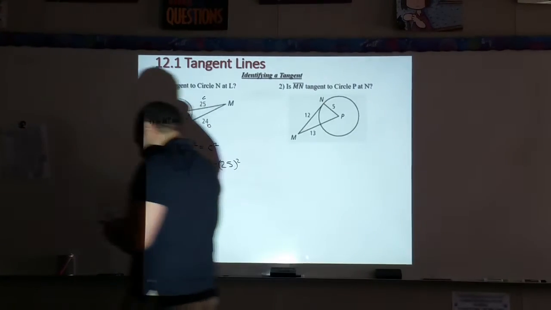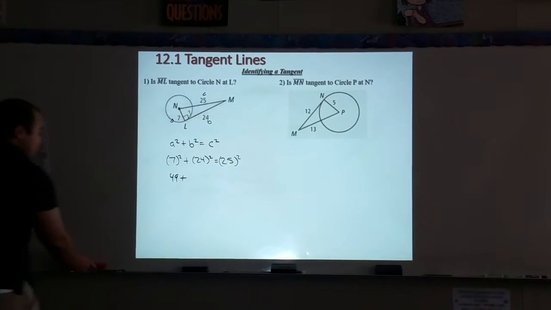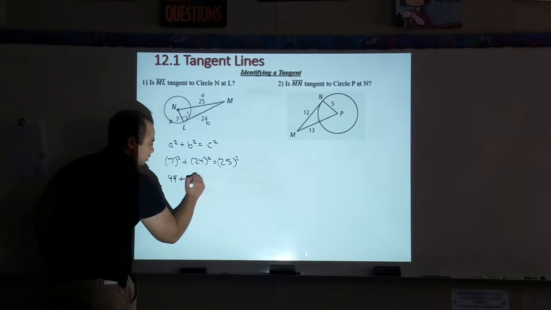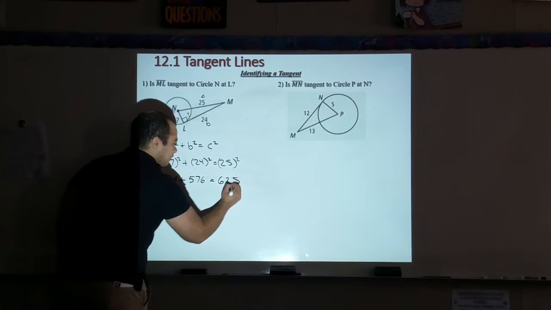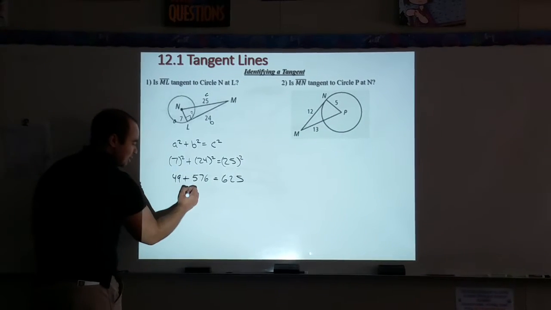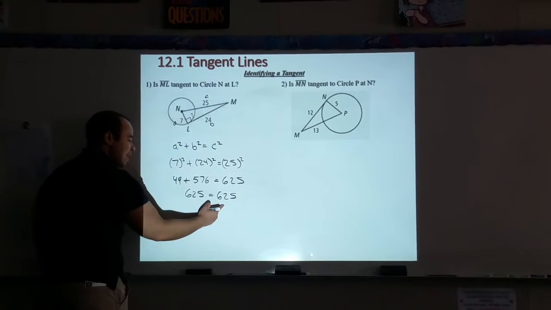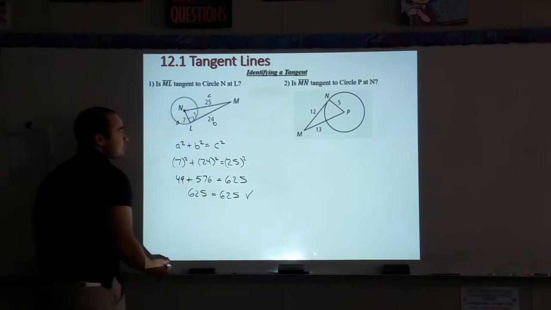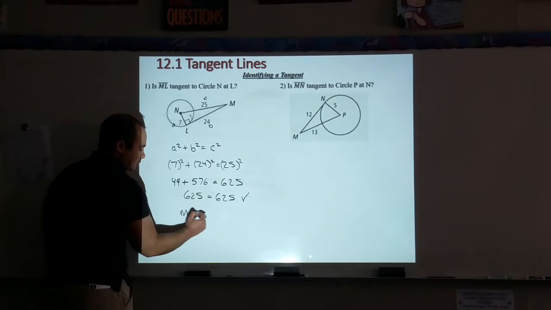All right, so 24 squared, 576, equals 25 squared, 625. All right, 49 plus 576 is 625. So since the two of these values are the same, we know this is a right triangle, which means ML is a tangent.